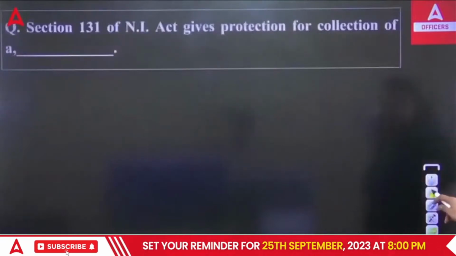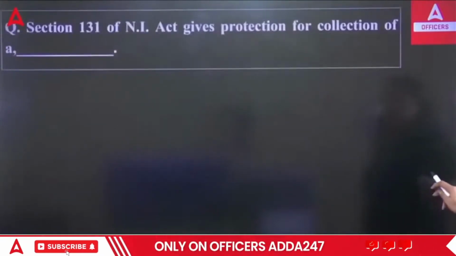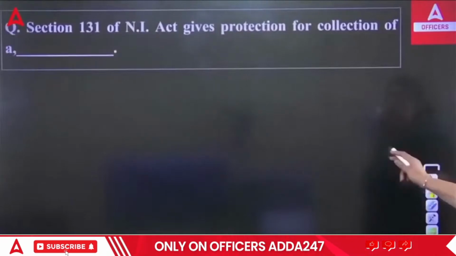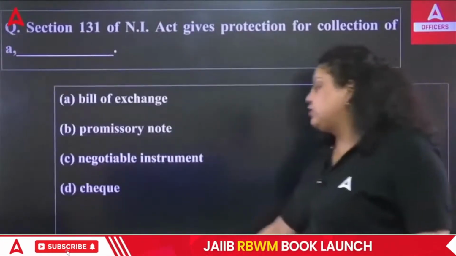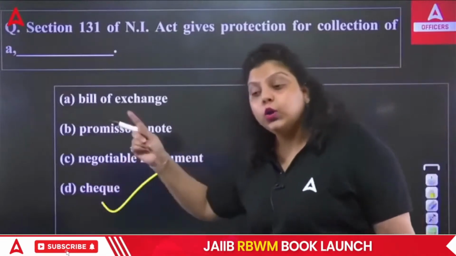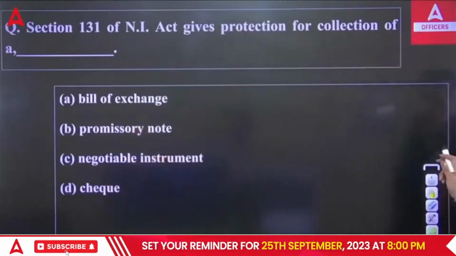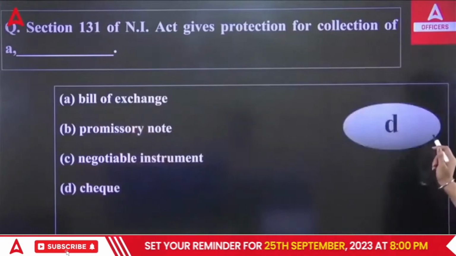Next, section 131 of Negotiable Instrument Act gives protection for collection of which of the following? We have discussed this. For the check, it gives protection for the collection of check. To whom? To the collecting banker. It will provide protection to the collecting banker.